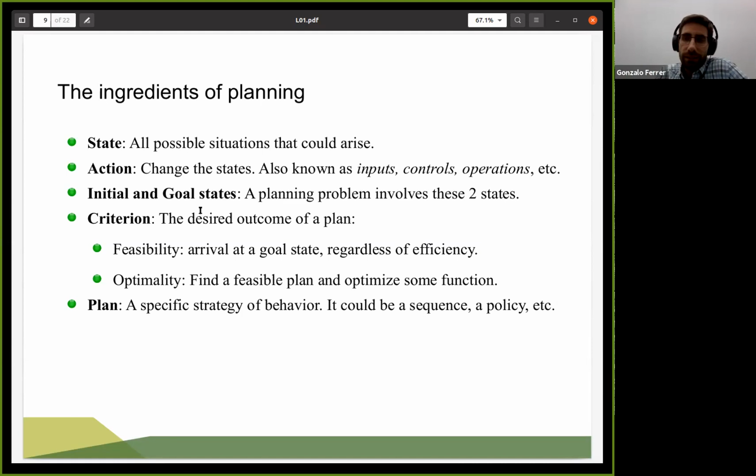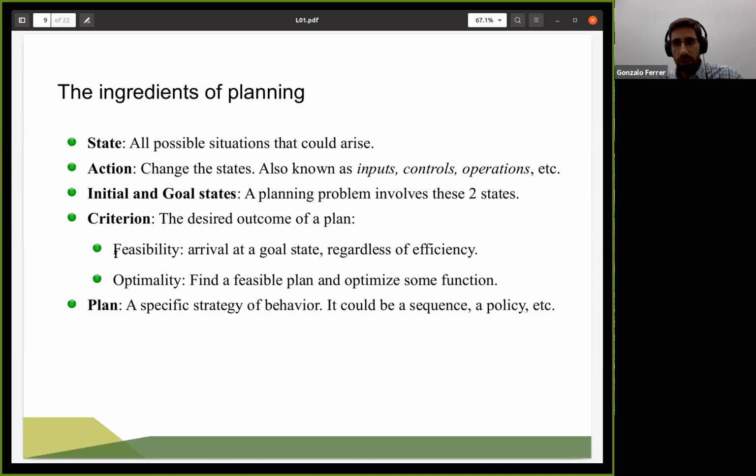Okay, we also need a criterion, right? And this might sound a little trivial, but it has subtle differences. So this is the desired outcome of the plan. We have discussed two of them so far. The first one is feasibility. You just want to get there, you don't care how you do it. Sometimes the problems are so difficult that you don't really care about other things. You just care if there's a solution, and you just want to find it. Why is this? Because maybe you have high dimensional state variables, maybe your action space is also huge. There might be reasons for this, right?